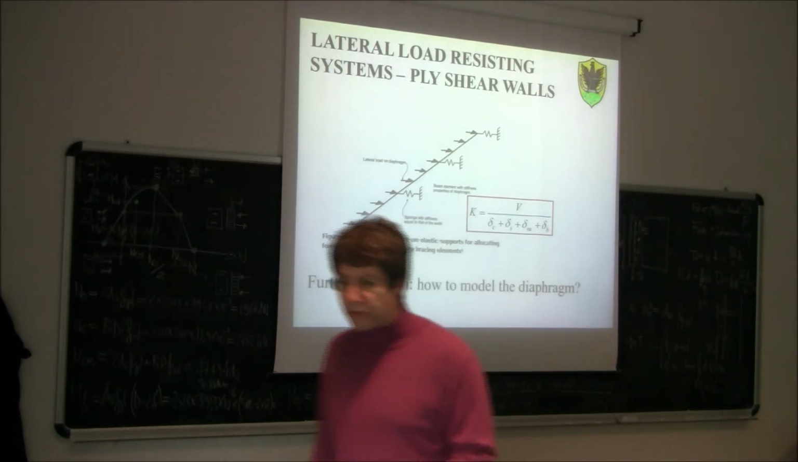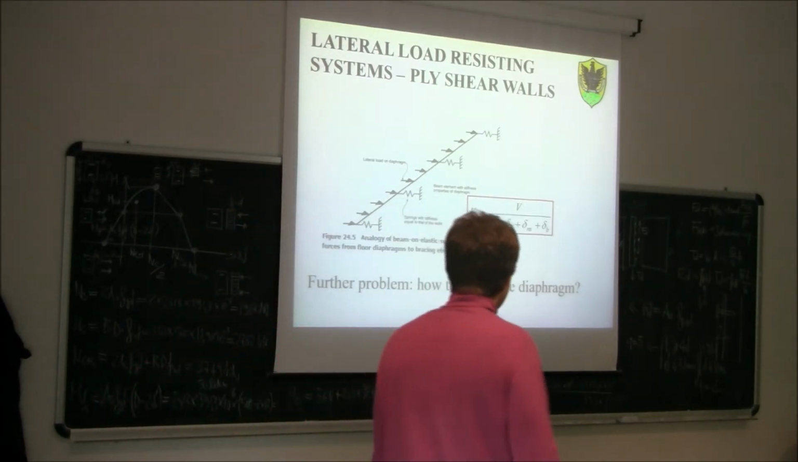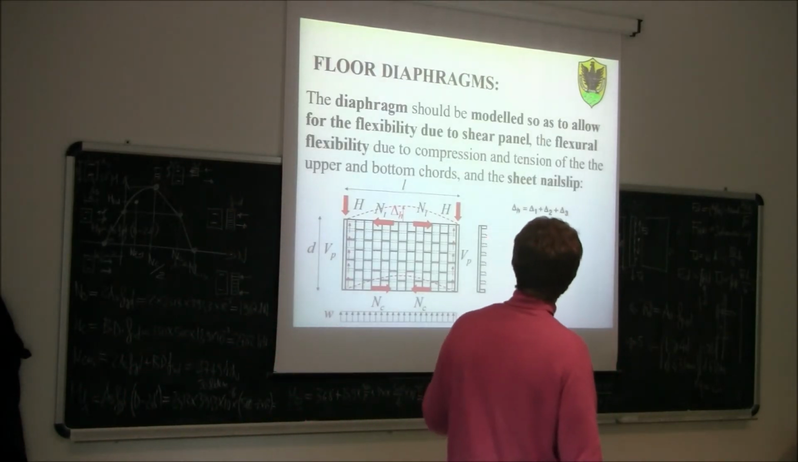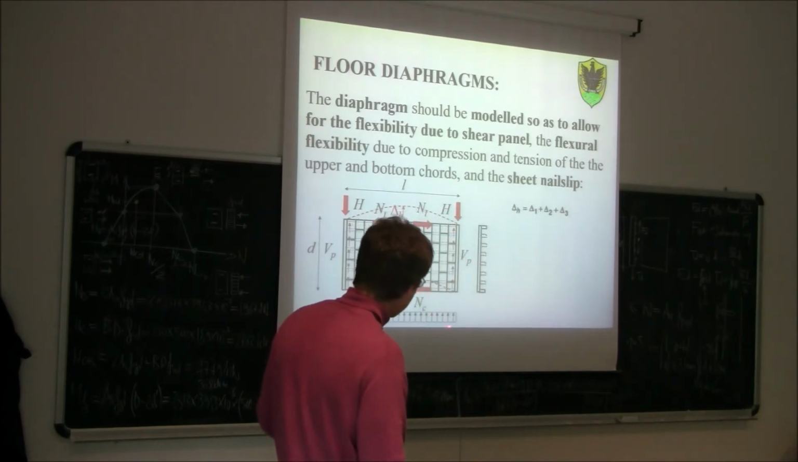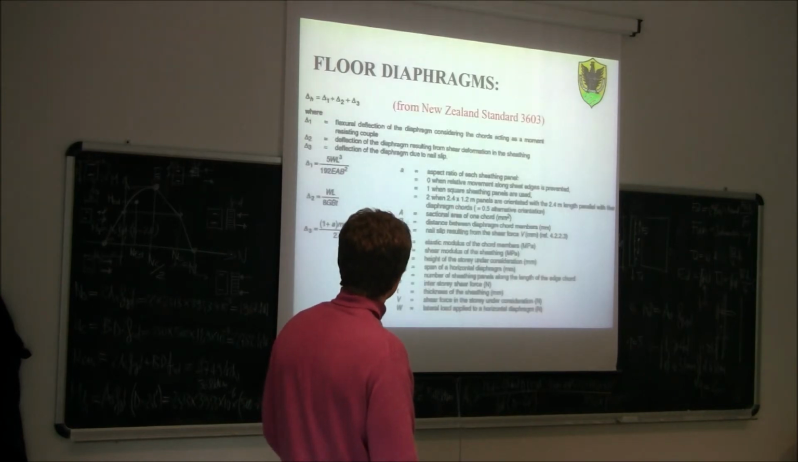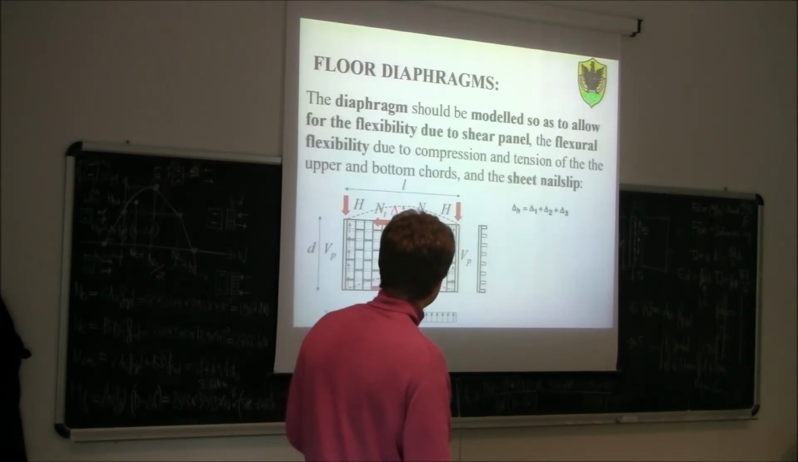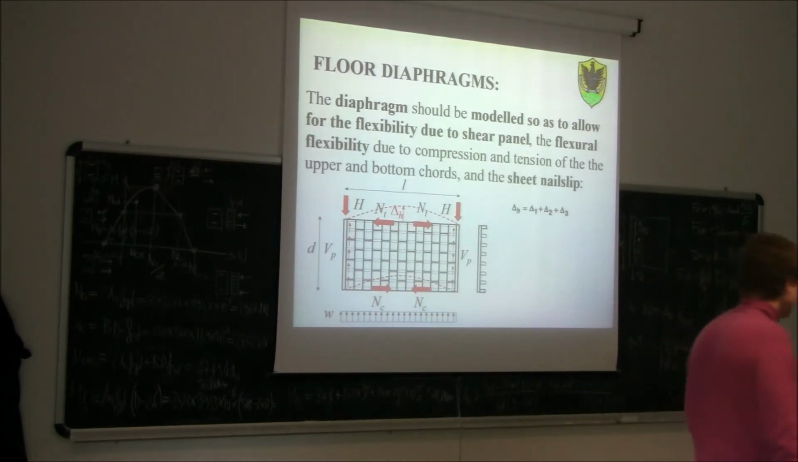In the diaphragm, we should take into account that there is also a component of deflection due to the nail slip of the diaphragm itself. So, in other words, if this is the beam, if this is the diaphragm, and I load the beam with horizontal forces due to the earthquake, I will end up with a horizontal deflection, which is the sum of 3 components. So delta 1 is the flexural deflection of the diaphragm, considering the chords acting as a moment couple. So if you want, delta 1 is the deflection due to the bending moment.